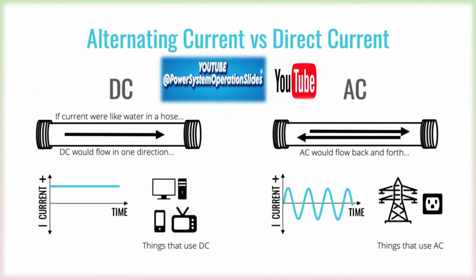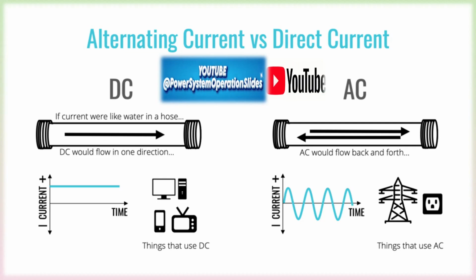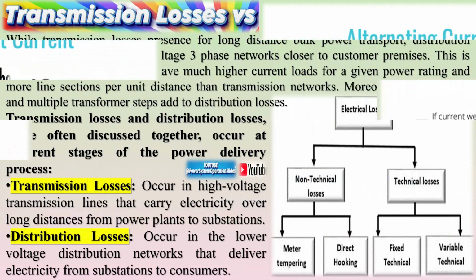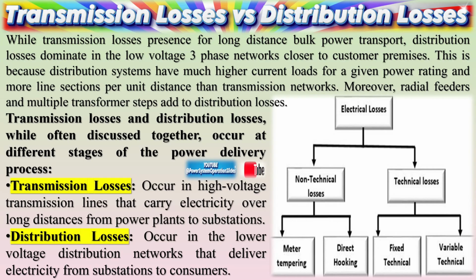Transmission line losses are a major concern in electrical engineering, especially when it comes to efficiently distributing power from generation plants to consumers. These losses affect not only the overall efficiency of power systems but also the cost and reliability of electricity supply. Understanding the causes and mitigation strategies for these losses is crucial for electrical engineers and industry professionals. So, what are transmission line losses?